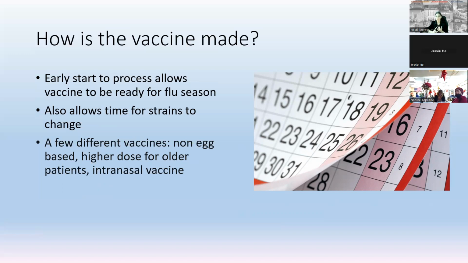So we talked about the one that's non-egg based for anyone who has severe issues. There's also variations of the vaccine that have higher doses for older people. So our immune systems get weak as we get older. So with higher doses or higher ability to activate the immune system, we're hoping to give older people more protection because they're at risk. And then there's also an intranasal vaccine that sometimes is given to military recruits.